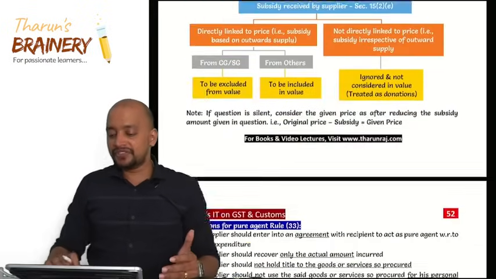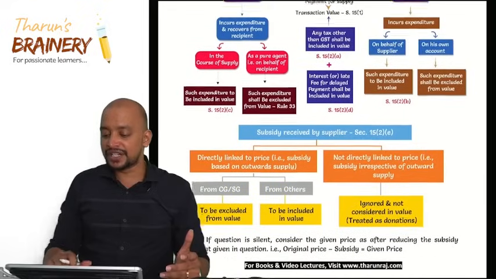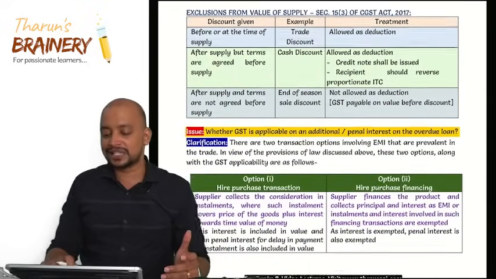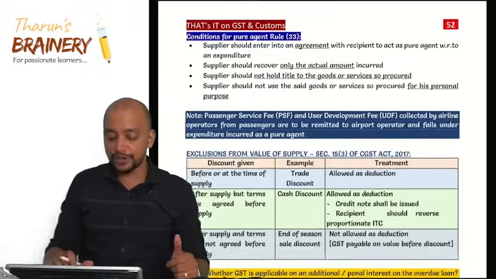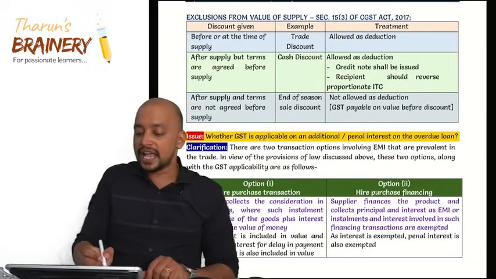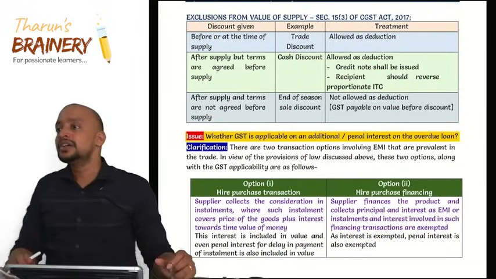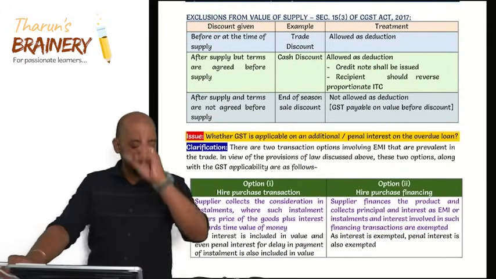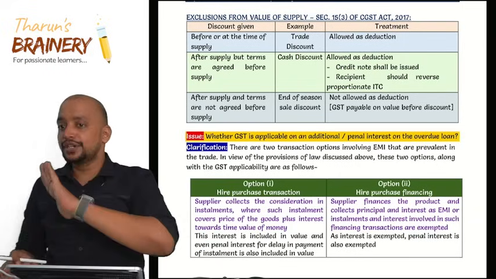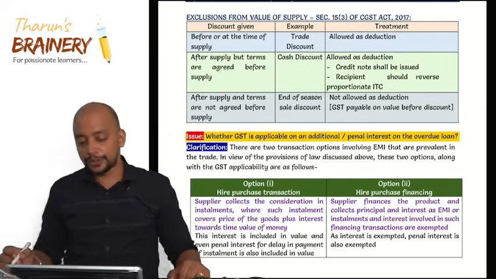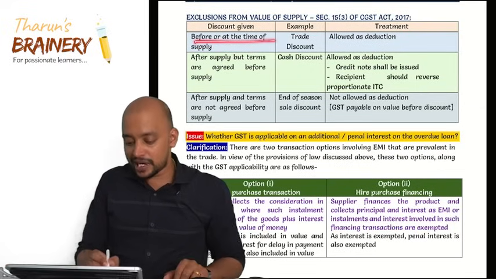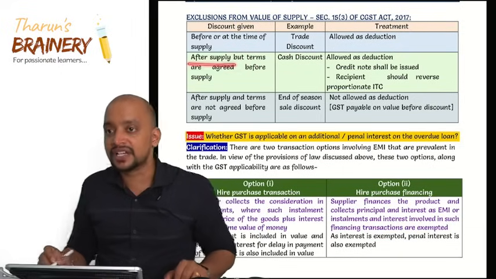So we have seen 15 subsection 1 inclusions and 15 subsection 2 inclusions, and 15 subsection 3 exclusions from the value of supply. So what are to be excluded from value of supply? Only one, that is discount. So discount is to be excluded, but the discount is divided into broadly two: discount given before or at the time of supply, and discount given after supply.